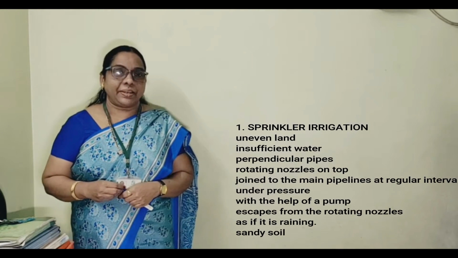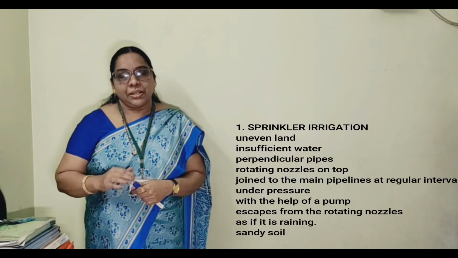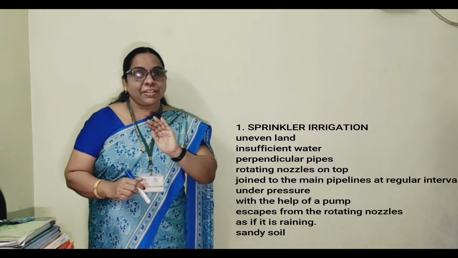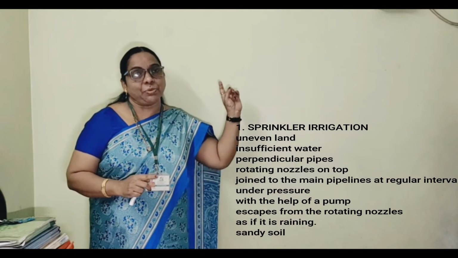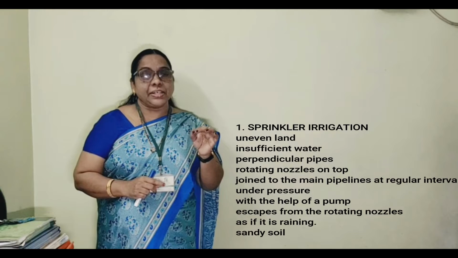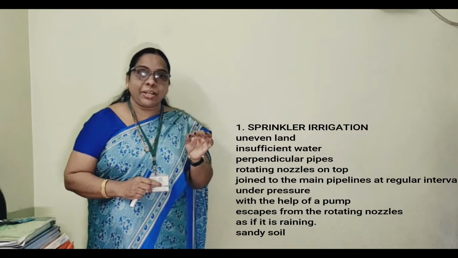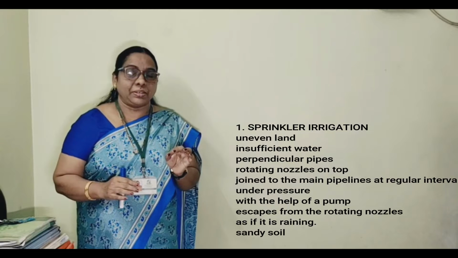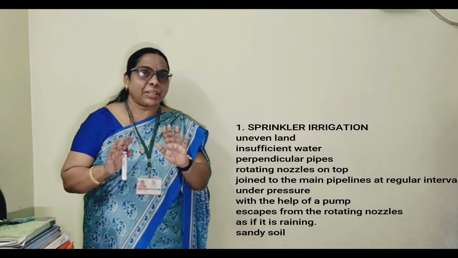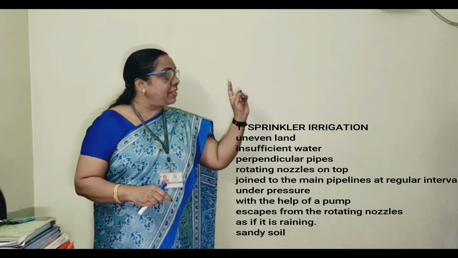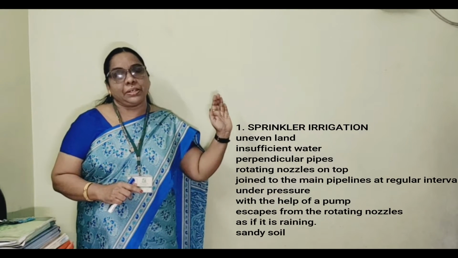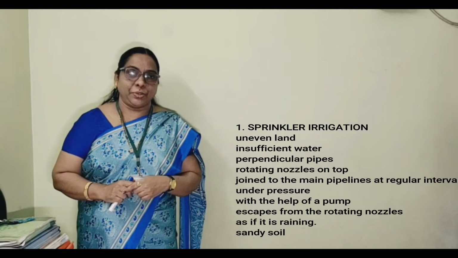Coming to sprinkler irrigation, they use this particular method in uneven lands, that means when the field is uneven, mostly they use this sprinkler system. Another thing is, where sufficient water is not available, to save water and use the water in a judicious way, that means without wasting, in those areas they will use the sprinkler system.